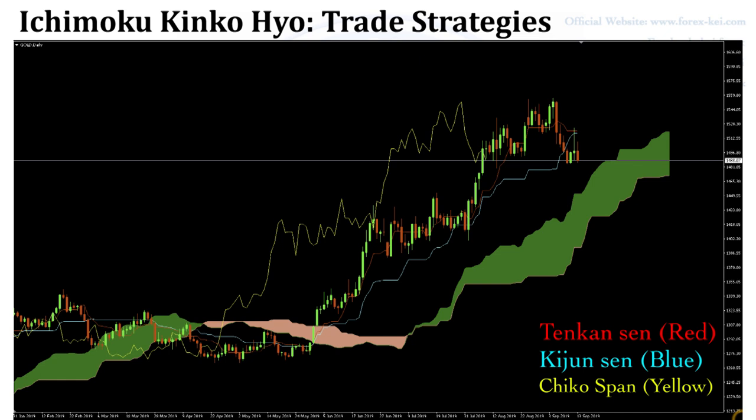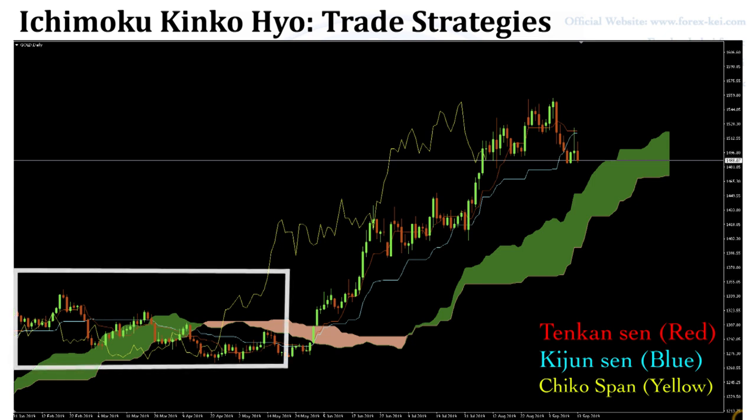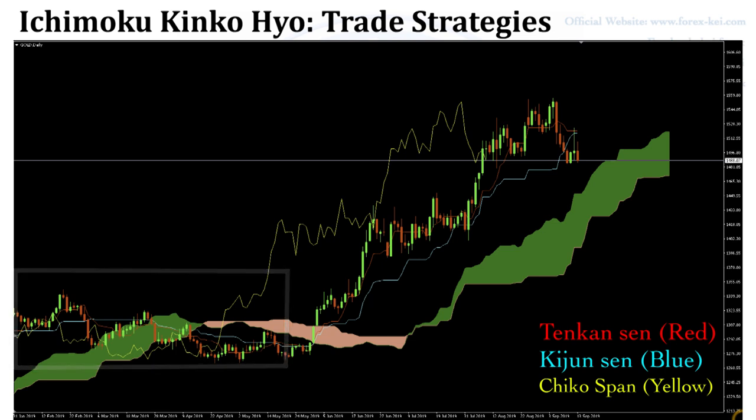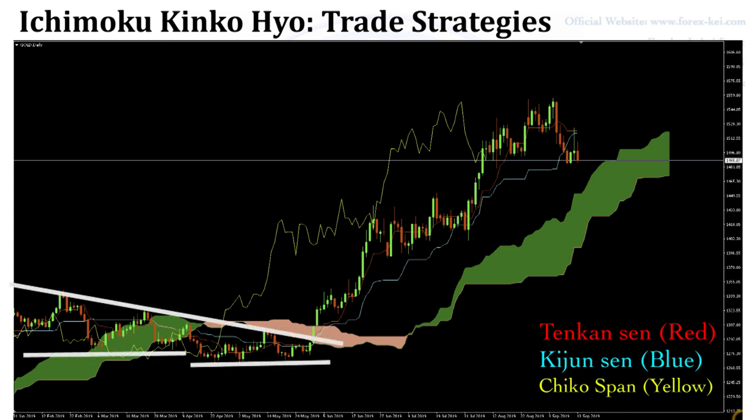Look when the price is consolidating here, and look at the lines. You see all the five lines are interacting. So in other words, when all the five lines are interacting, you can say that it's a consolidation. So you better think to trade within a range between here and here, and when the price touches the line, you buy and sell, right?